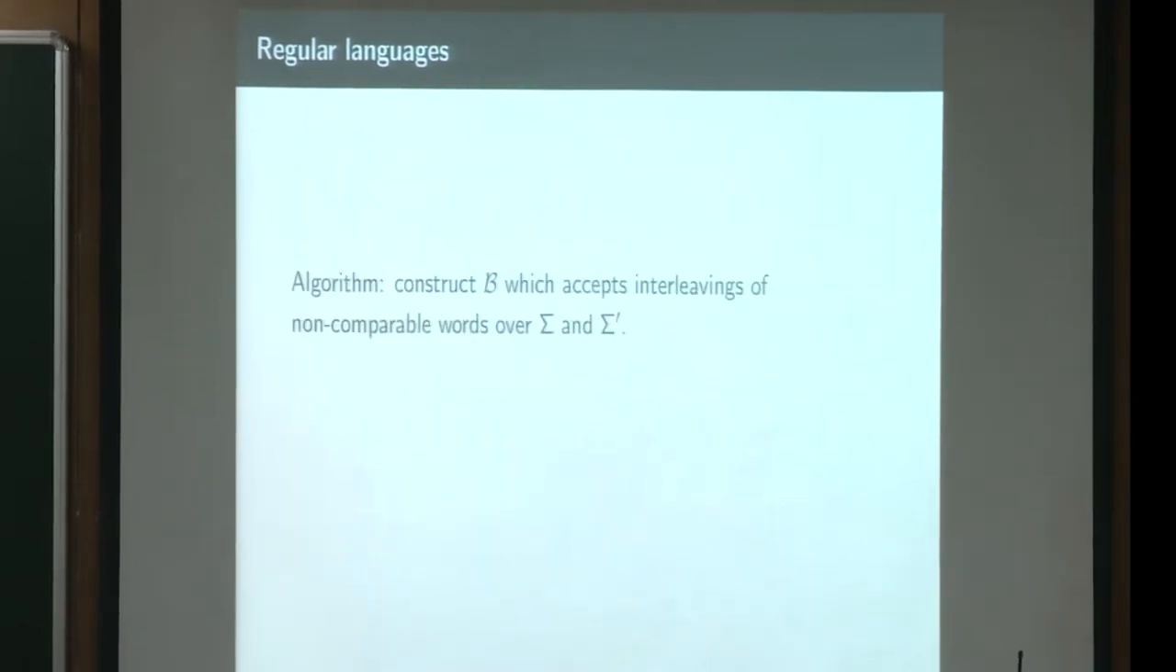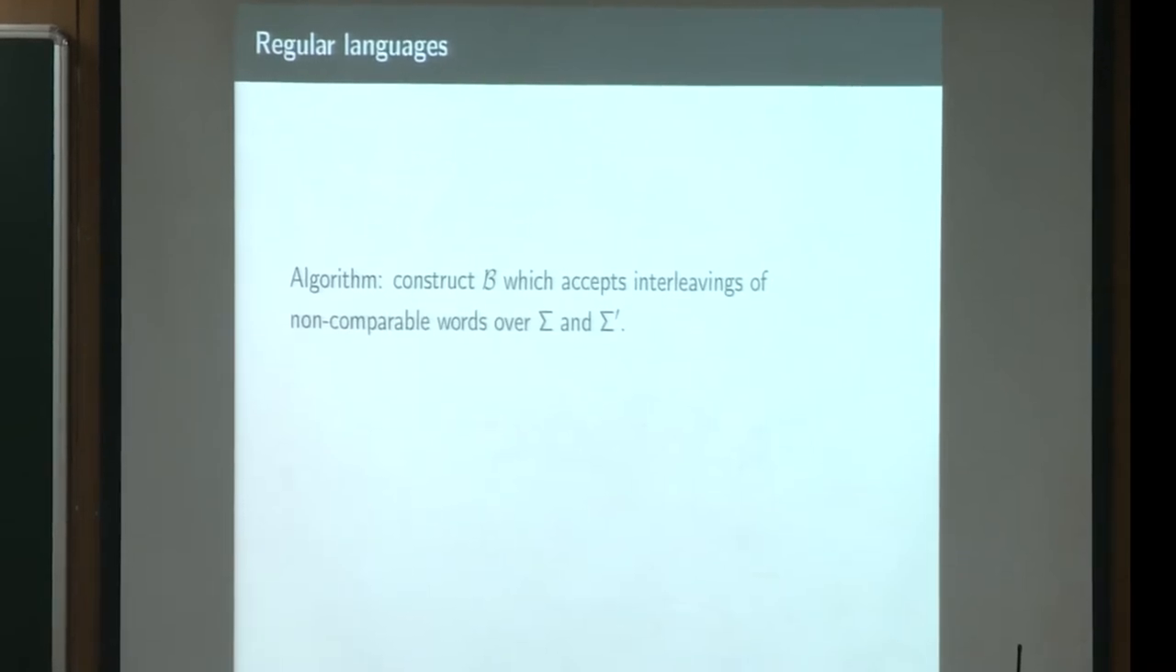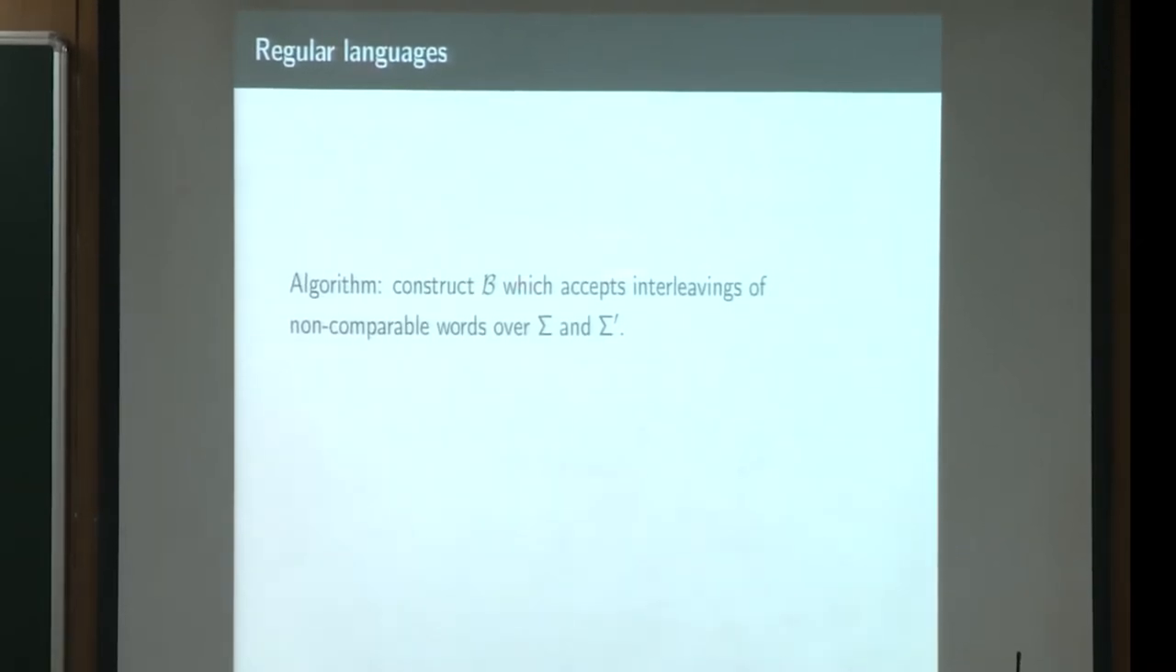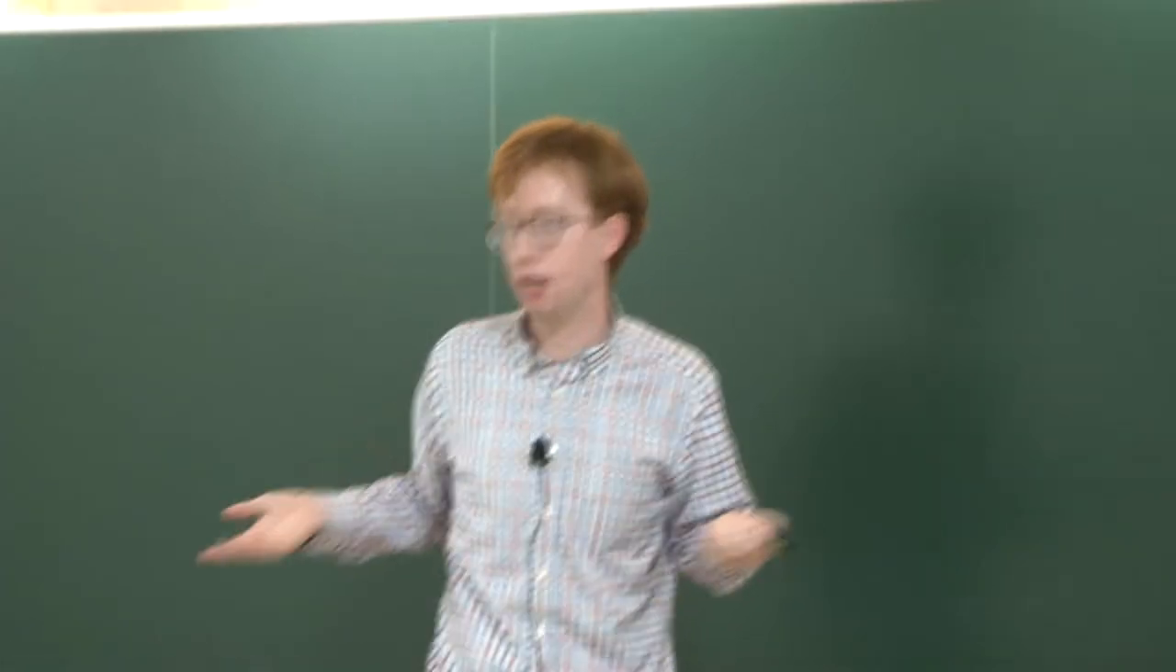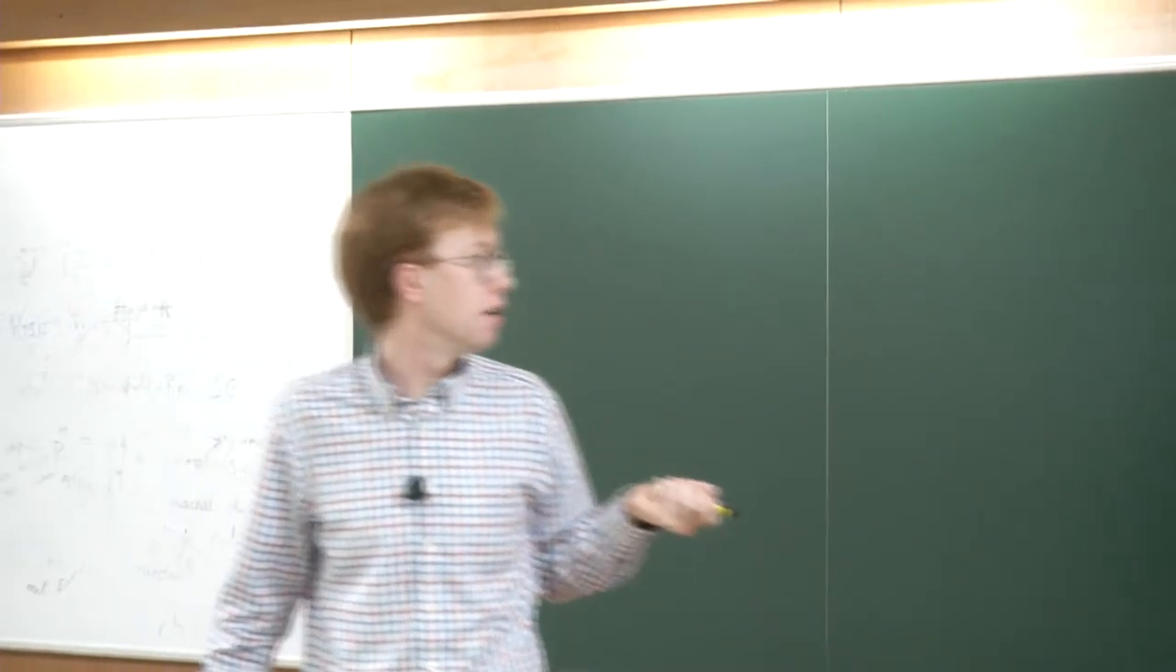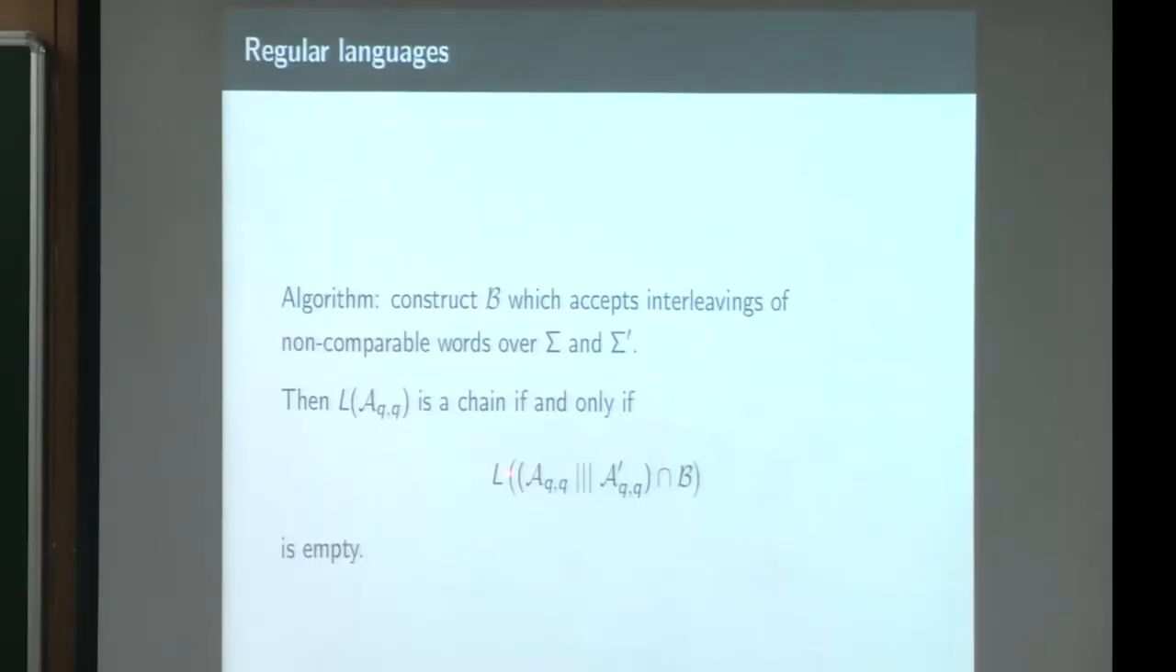Okay, and then what if you want to actually check that for a given automaton? Well, you can do it. You can build some little automaton B which accepts only synchronized interleavings of words which are incomparable, because what does incomparable mean? It means look at the point where they differ for the first time. Are those comparable letters or incomparable letters? And that's clearly something you can check with an automaton. And then once you've done that, you just say, well, let's look at the interleaving of two copies of AQQ for each Q, and then see if that has empty intersection with B or not. And that's, of course, in polynomial time.